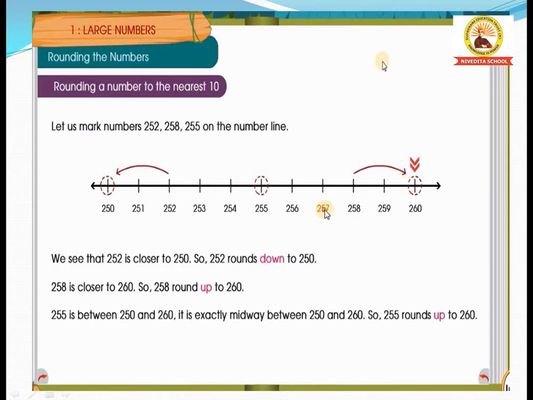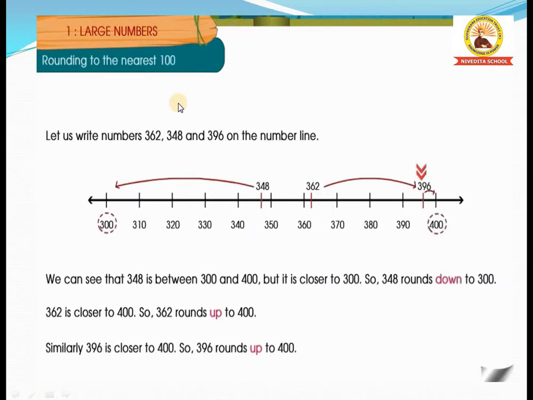Okay, now rounding to the nearest 100. Let us write numbers 362, 348 and 396 on the number line. So draw the number line and mark the nearest 100. First we used to write tens, now we are going to write hundreds.